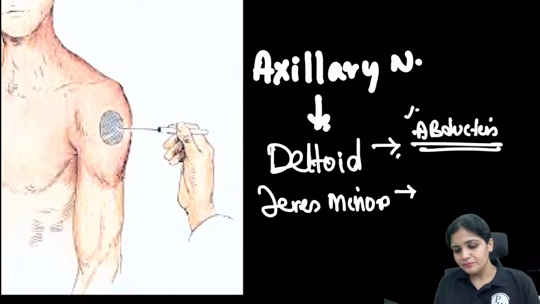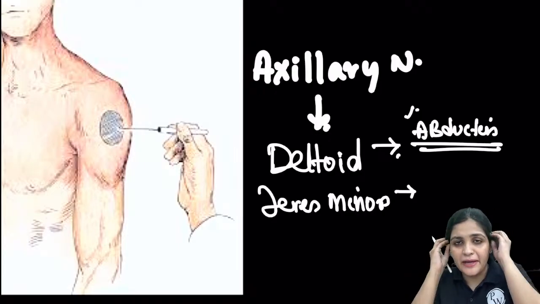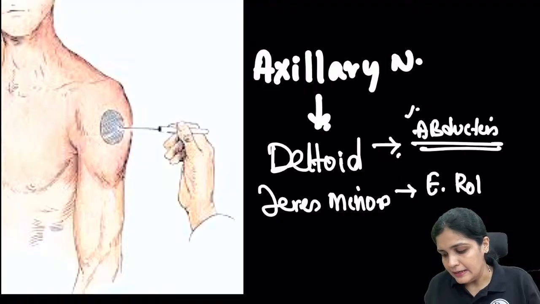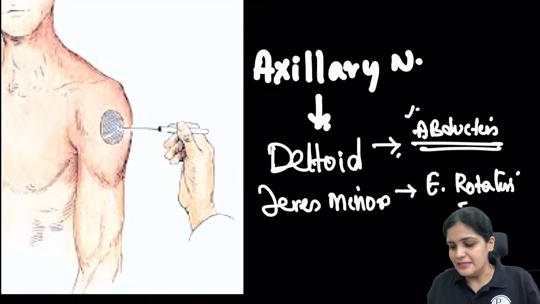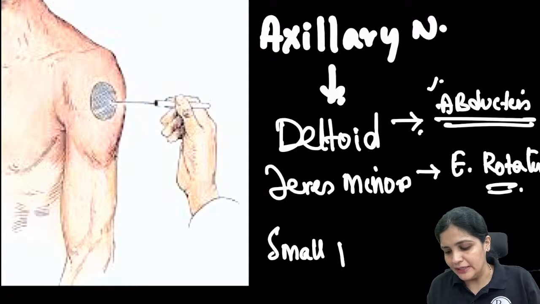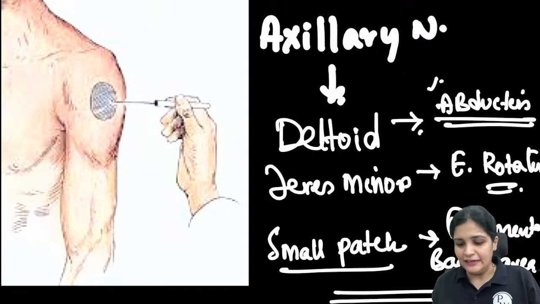Teres minor is a rotator cuff muscle. What is its action? It is external rotation. And this is a small patch of sensation it supplies, called the regimental badge area. So this is about your axillary nerve.